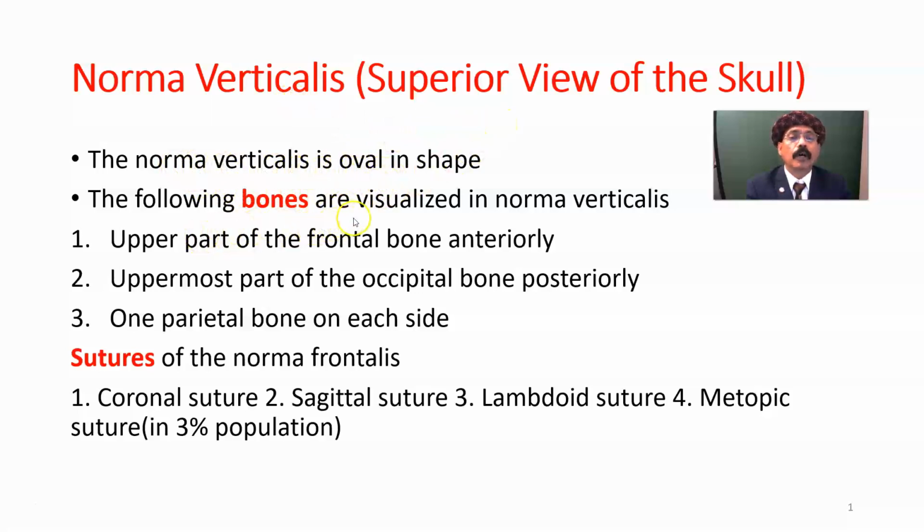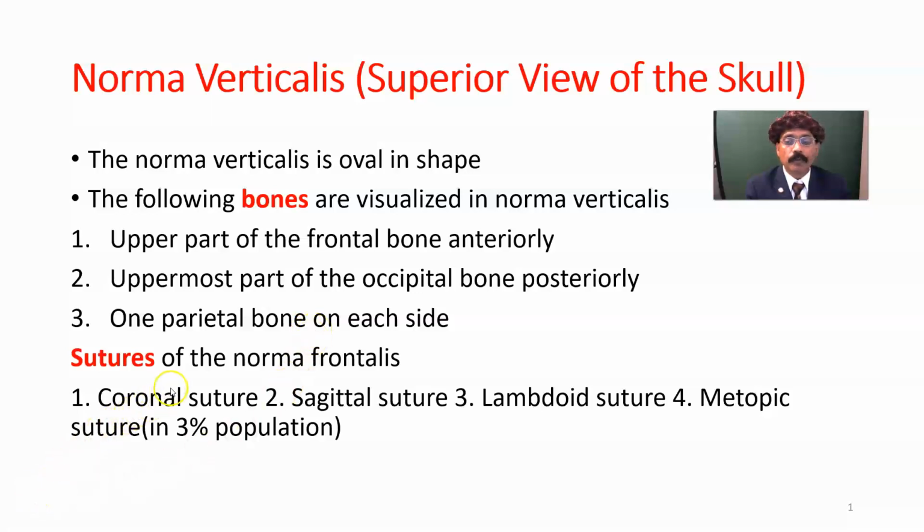The following bones are visualized in Norma verticalis: the upper part of the frontal bone anteriorly, the uppermost part of the occipital bone posteriorly, and one parietal bone on each side. Next come the sutures. These are fibrous joints, saw-tooth-like fibrous joints.